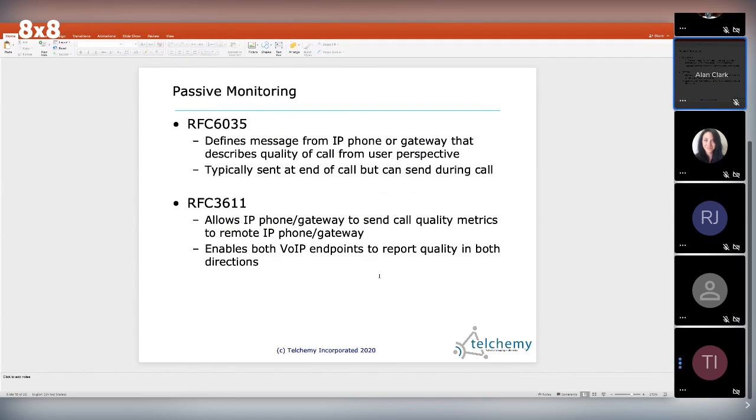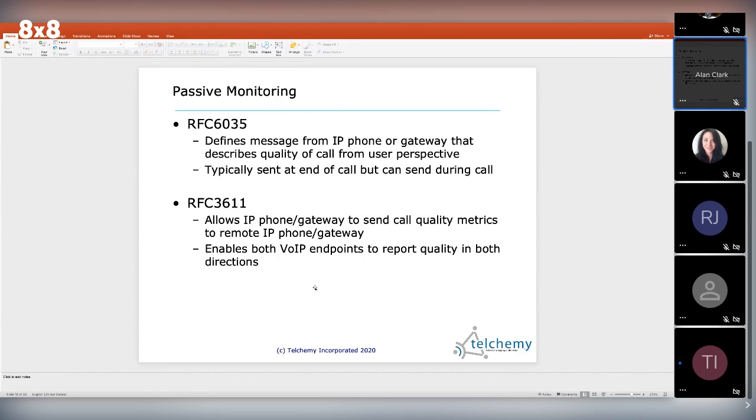RFC 6035 is the message from an IP phone or a gateway that describes the quality of call from a user perspective, and is typically sent at the end of a call, but the standard actually allows for reporting at intervals or reporting only if an alert condition occurs. But we strongly advise people to use the end of call model, because that doesn't generate too much data, but it does give you a guaranteed way to collect the quality of every call, whether it was good or whether it was bad.